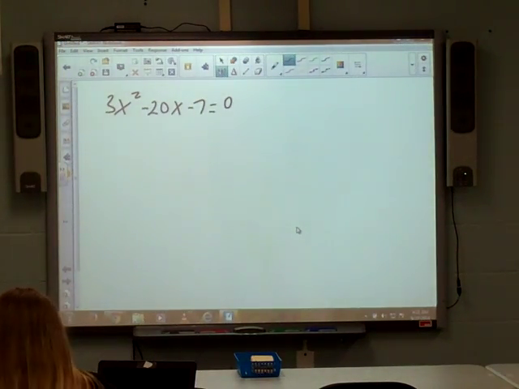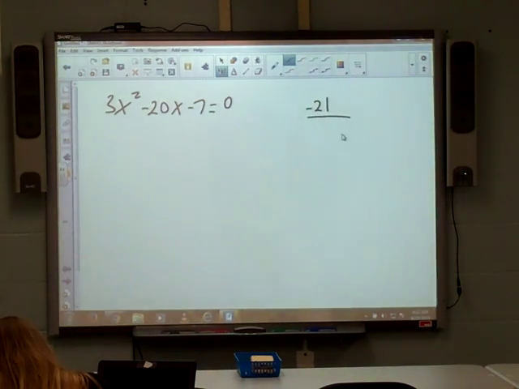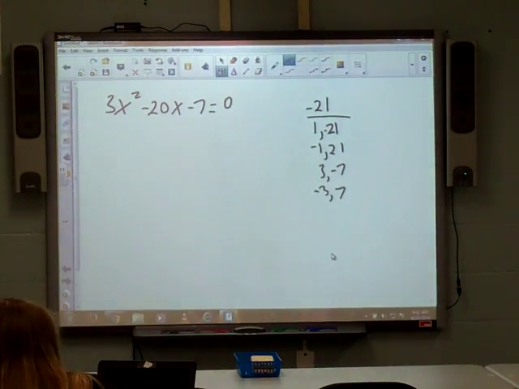So from there, we take our a times c, which would be what? What's a times c? Negative 21, right? So the factors of negative 21 could be 1 times negative 21, or negative 1 times 21. It could be 3 times negative 7, or negative 3 times 7, and that's it. There aren't any other factors of negative 21. What's my b? What do I need to add to? Negative 20. Do any of those add to negative 20? My first pair that I wrote does, right?